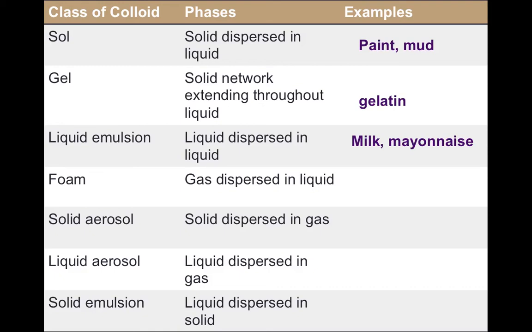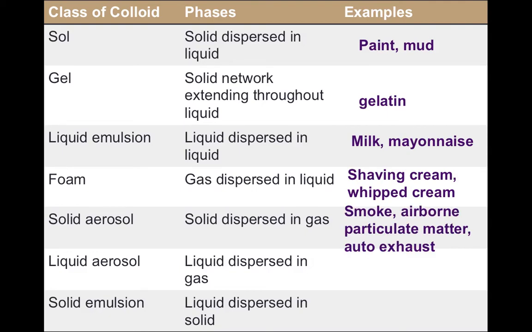Okay, and you have foam. Foam is a gas dispersed in a liquid. Okay, examples are shaving cream and whipped cream, any of those where you are dispersing a gas in a liquid. And then you have solid aerosol, and that's a solid dispersed in a gas. An example of that is smoke. Smoke is a colloid because there are literally little tiny chunks of smoke particles being dispersed in the gas. Okay, airborne particulate matter. That's those little dust dots that you see when sun streams through a window. And then auto exhaust, like a car engine putting out.